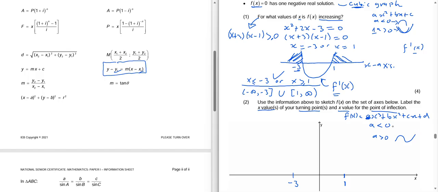If a is less than 0, it will be the opposite of this one, whereby it starts by, how can I put it? It starts by coming down and then it ends up like that. That is the structure of the graph that we need to remember.